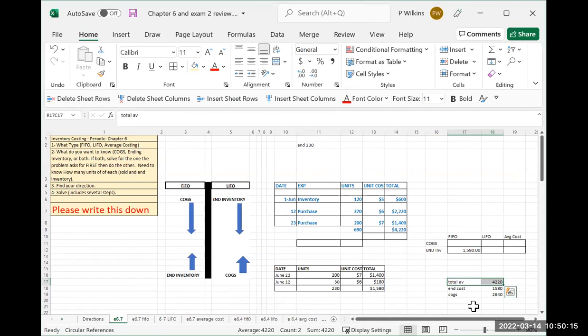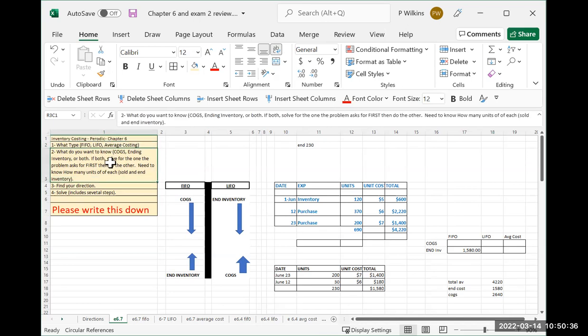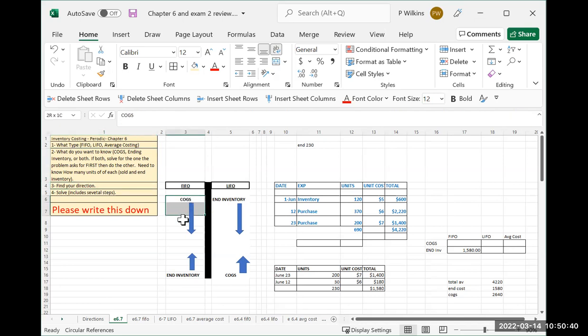But now we want to prove that, because we want to make sure that our math is done correctly, okay? So in order to prove it, we're going to prove the cost of goods sold is really $2,640. So we're going to do the proof, okay? So we come back over here to the instructions. What's our type? FIFO. What do we want to know? Cost of goods sold. What's our direction? Top down until we get to the number of units that were sold, okay?